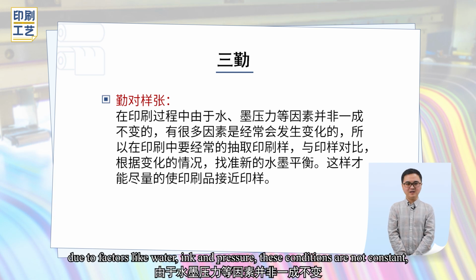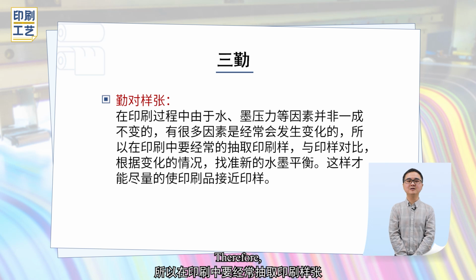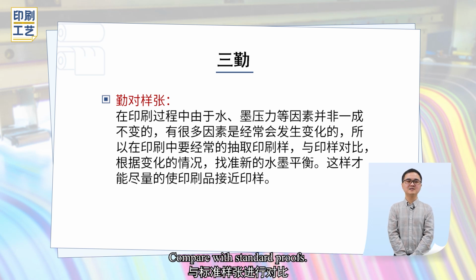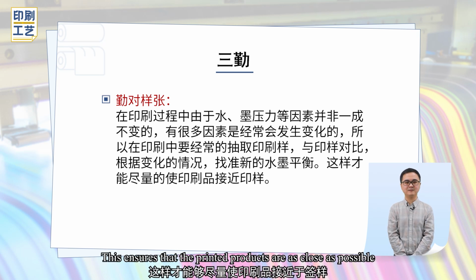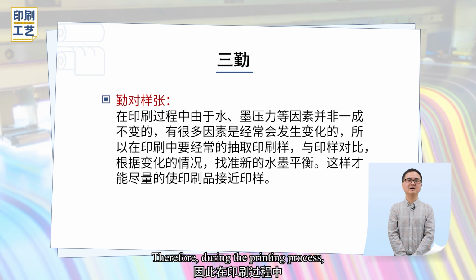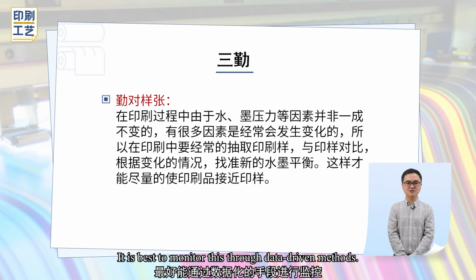Due to factors like water, ink and pressure, these conditions are not constant. There are also many factors that often change. Therefore, it is essential to frequently take printed samples during the printing process and compare them with standard proofs. Adjust the water-ink balance according to the changing conditions. This ensures that the printed products are as close as possible to the approved samples. Therefore, during the printing process, we constantly monitor various variables in the printing process. It is best to monitor this through data-driven methods.